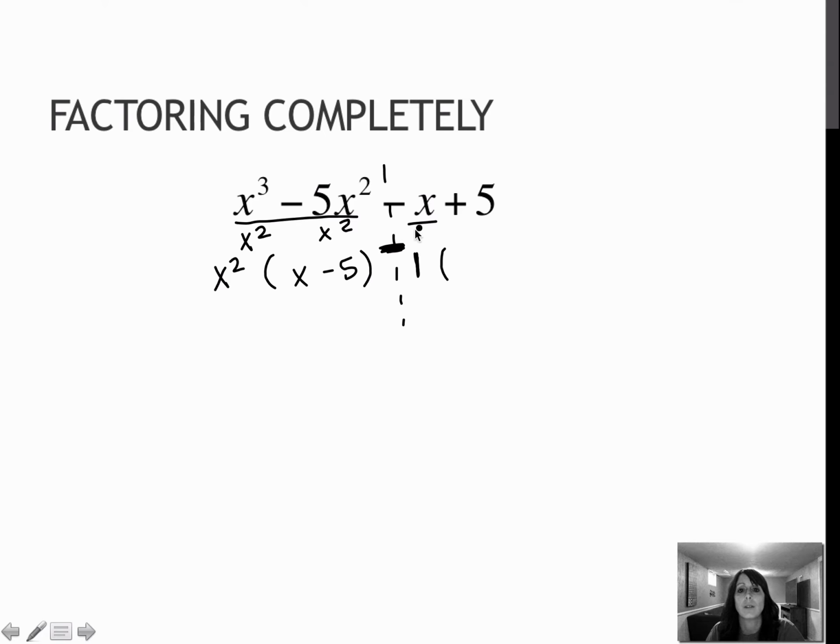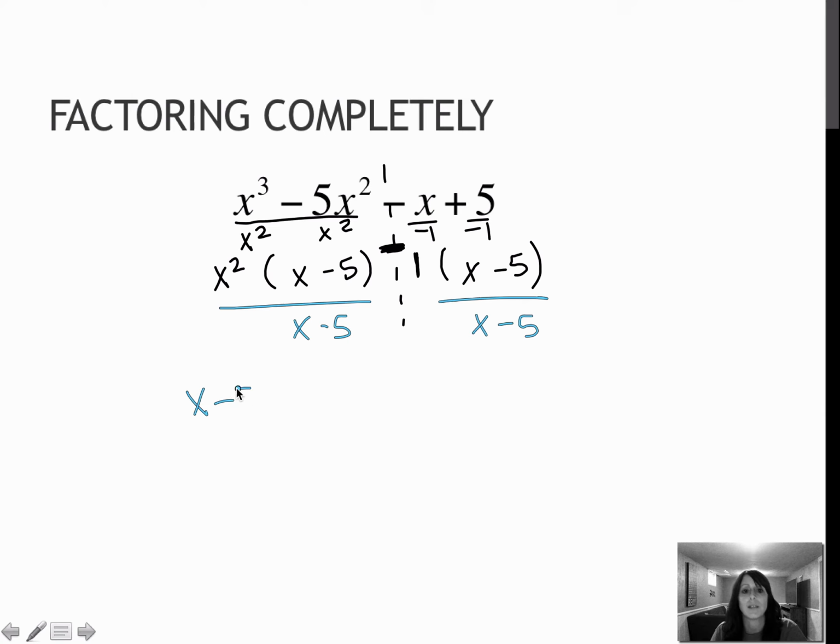A negative 1, so I divide both of these by negative 1. Negative x divided by negative 1 is positive x, and 5 divided by negative 1 is negative 5. Now I see that I have a common factor of x minus 5. So I'm going to divide both of those by x minus 5. And when I do that, I move that x minus 5 out front. And what I have left is x squared minus 1.